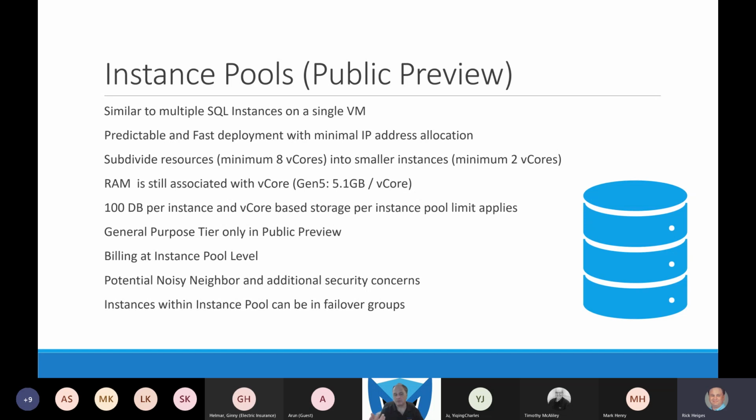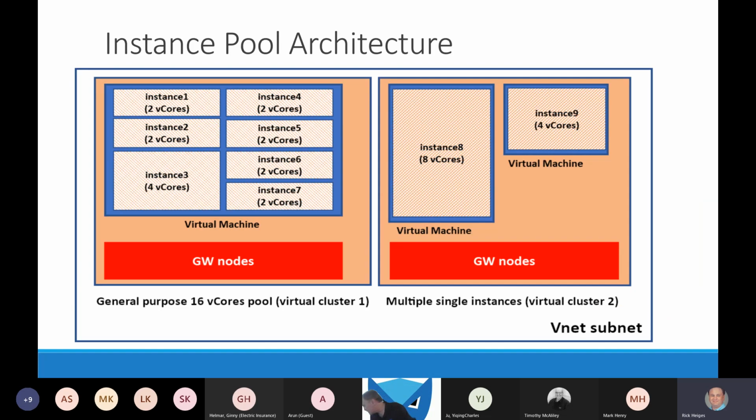So you have the potential noisy neighbor problem because it is sharing one VM, if you will, or one set of resources, but they're still fairly isolated. And the other nice thing about this is that your instances within the instance pool can be in failover groups. So if you need to be more granular with what you want to have in a failover group, this might be a great solution for you, because you can have fewer databases in, let's say, a 2 vCore instance and have that fail over by itself for DR testing, for example. Is a great solution to that.